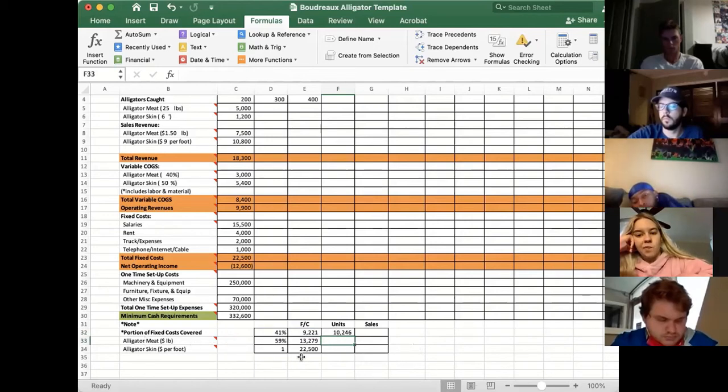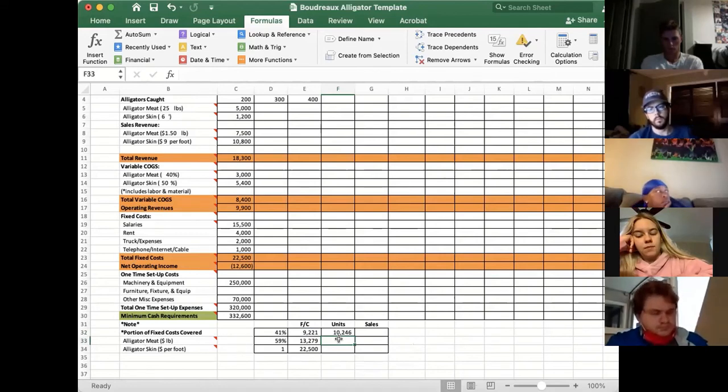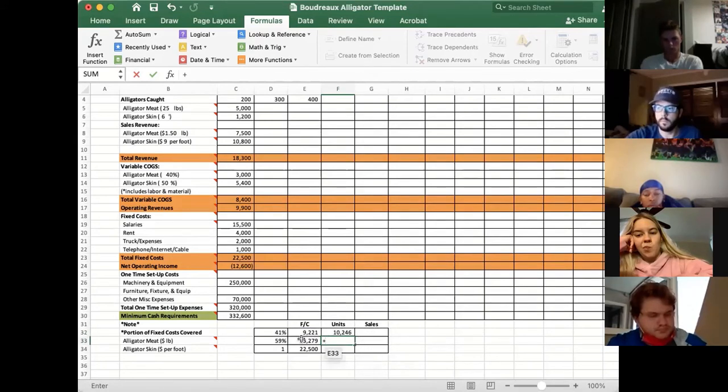10,000 alligator meats. No, I put it on the wrong line. So let's do the same thing for the skins. How many units do we need in skins? We do exactly the same thing. We take the fixed cost here, we divide it by the sales price of one unit, which is $9, minus $9 times the variable cost, which is 0.5.